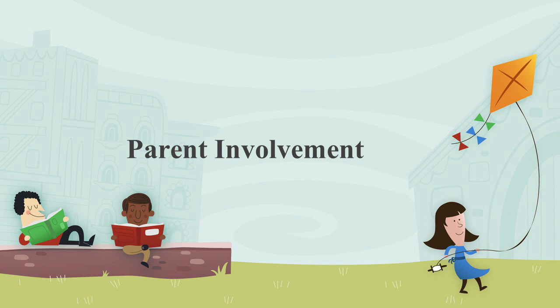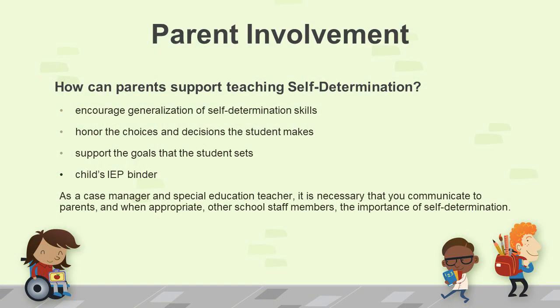By preparing others in addition to the student, you can ensure that a student's emerging self-determination skills will have a receptive audience. The parent-student role in learning self-determination skills remains a critical factor in how well a student achieves self-determination. Therefore, parents can support teaching self-determination by encouraging generalization of self-determination and behavioral skills, honoring the choices and decisions the student makes, and supporting the goals that the student sets. Additionally, by creating, organizing, and maintaining the child's IEP binder, parents may begin to develop a sense of increasing involvement in the IEP and transition planning processes.